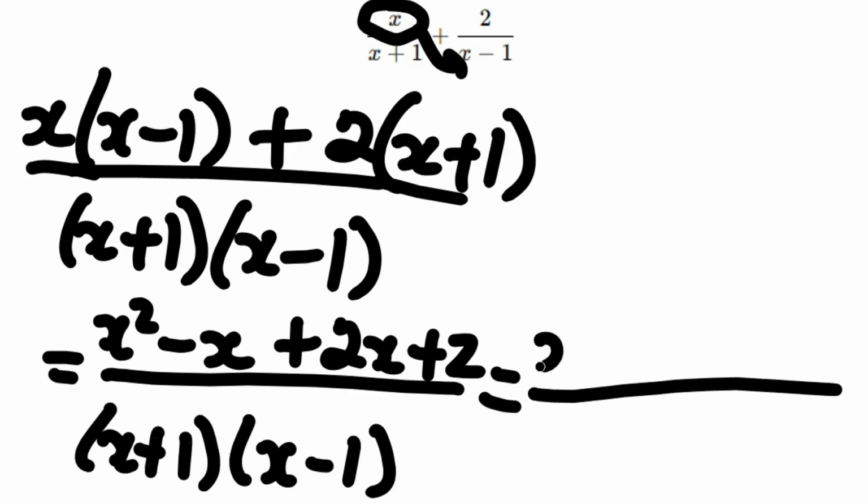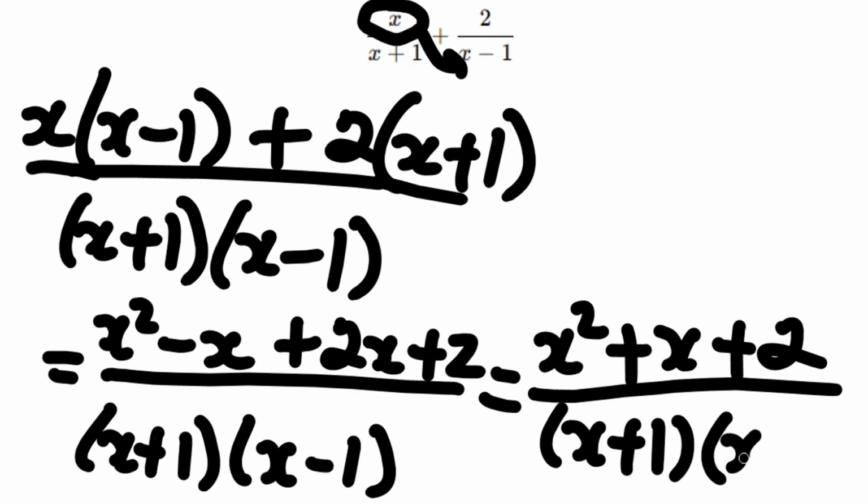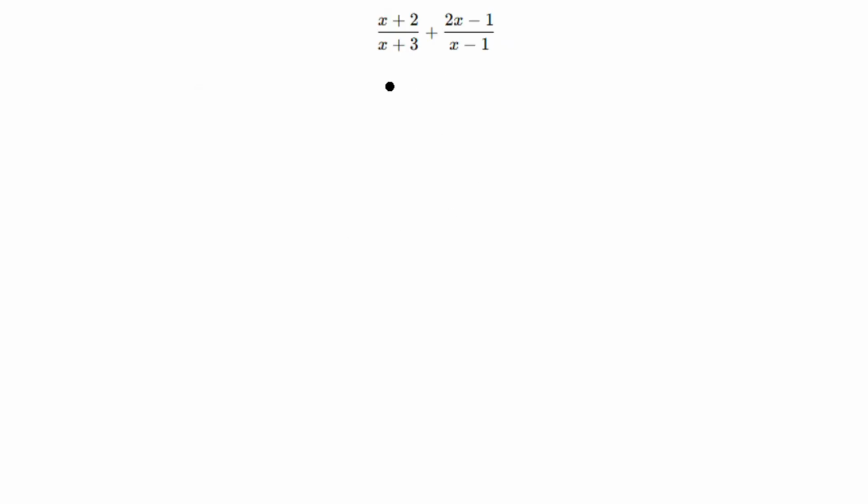So we have x squared, grouping like terms, x squared is only x squared. Negative x and plus 2x become positive x, plus 2. And the denominator is x plus 1 multiplying x minus 1. Right? So this is the answer for this addition. Okay, let's go for this one.